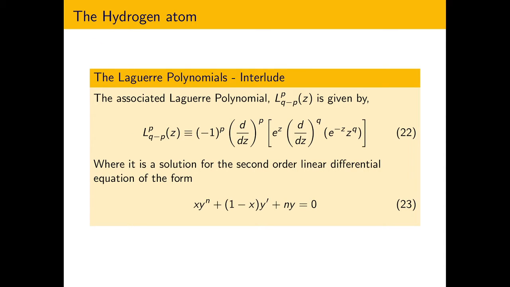Yes, so this is just a very small mathematical interlude. This L, P, Q minus P of Z is called the associated Laguerre polynomial. Essentially it is the solution for the second order linear differential equation of the form of equation 23, x y double dash plus (1 minus x) y dash plus n y equals 0. If we go to the radial wave equation, we can see that it is of this second order linear differential equation form. So we'll get its own Laguerre polynomial, and then we need to substitute that into our wave function for us to get our eigenvalues and eigenstates.